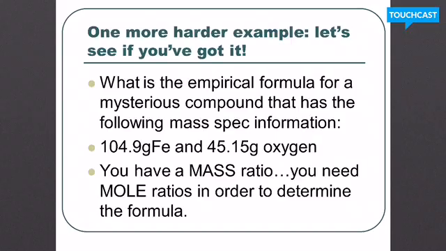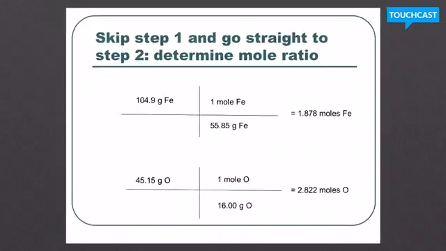complicated question here. So let's pretend that when you do an analysis, you actually find that this compound technically will show you like 104.9 grams of iron and 45.15 grams of oxygen. What you have here is technically a mass ratio. Remember, formulas don't come from mass ratios, they come from mole ratios. So right off the bat, we're going to change those masses into moles.